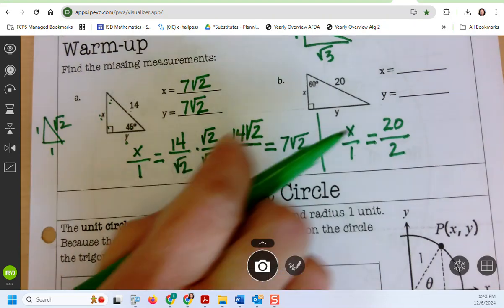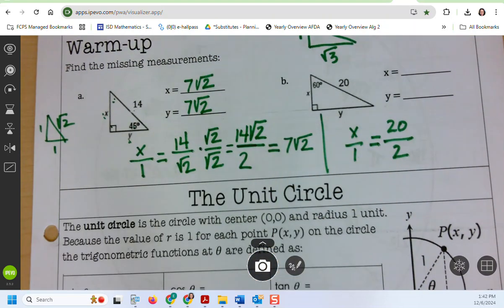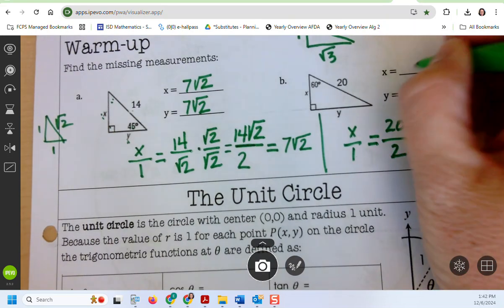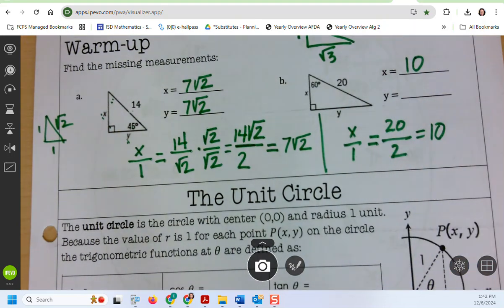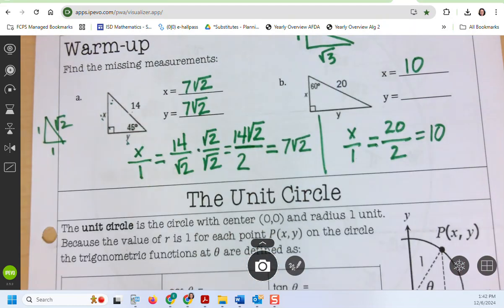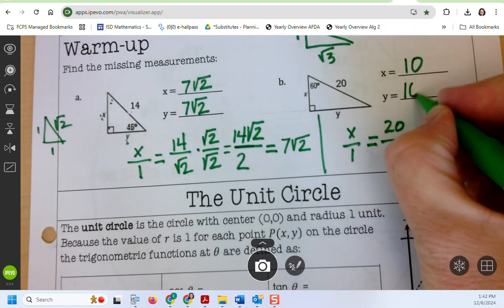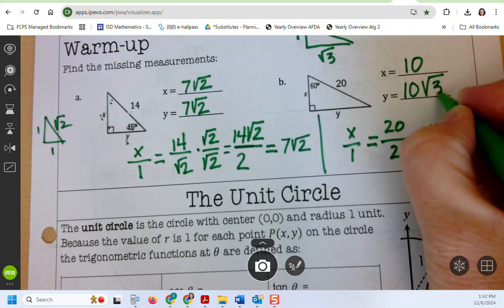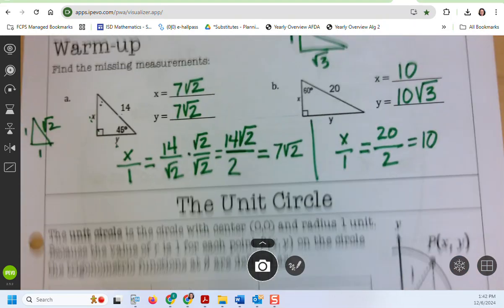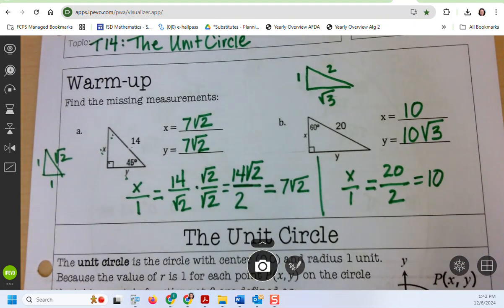X over 1 is just x. 20 over 2 is what? It's 10, Miss Burrell. You're right. All right. The y value is just the short leg times root 3. So the y is just going to be 10 root 3. You could set up a ratio if you wanted to, but you don't have to because it's just the short leg times root 3.